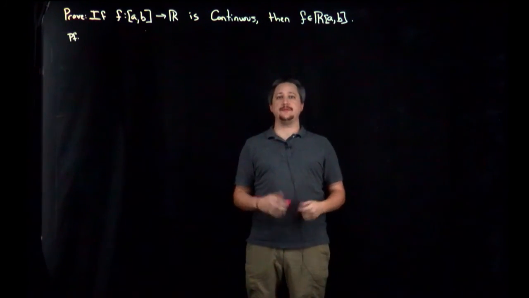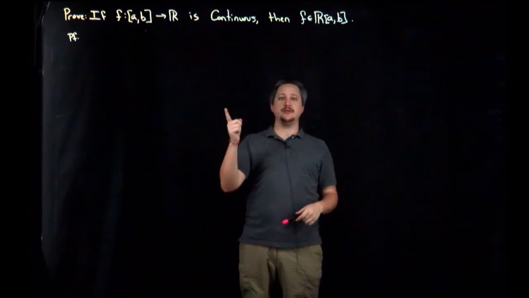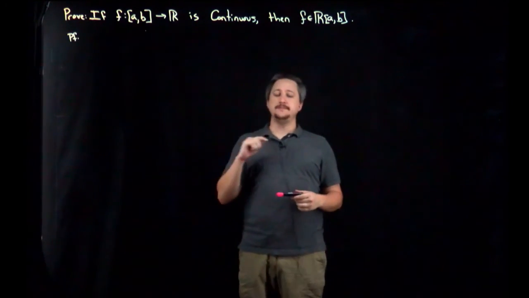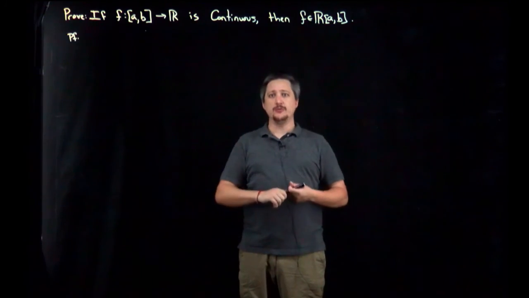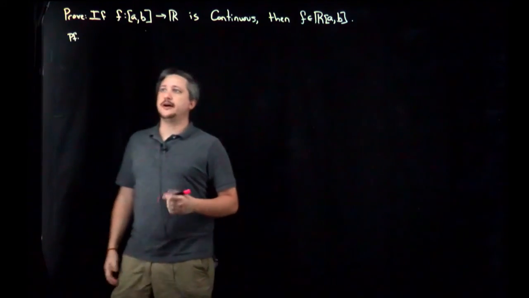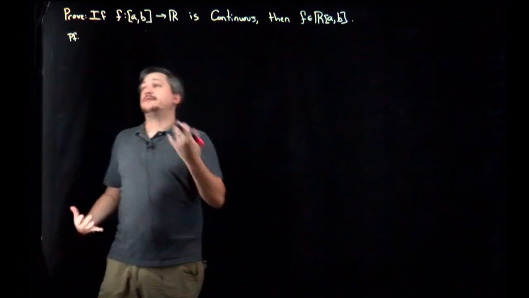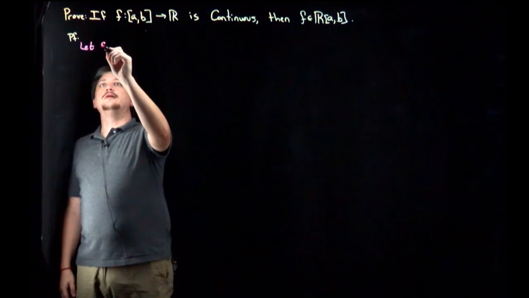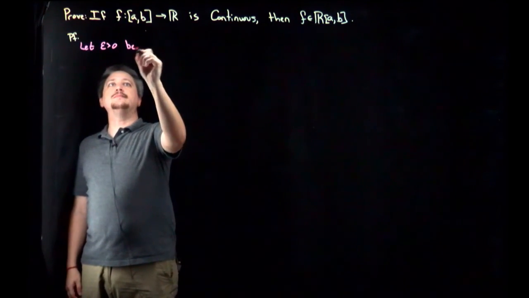Hello. So, in this video we are going to be proving that if f is a continuous function on the closed interval a to b, then in fact it is Riemann integrable on that. So, first I'm going to recall a result. Well, really the very first thing I'm going to do is let epsilon greater than 0 be given.